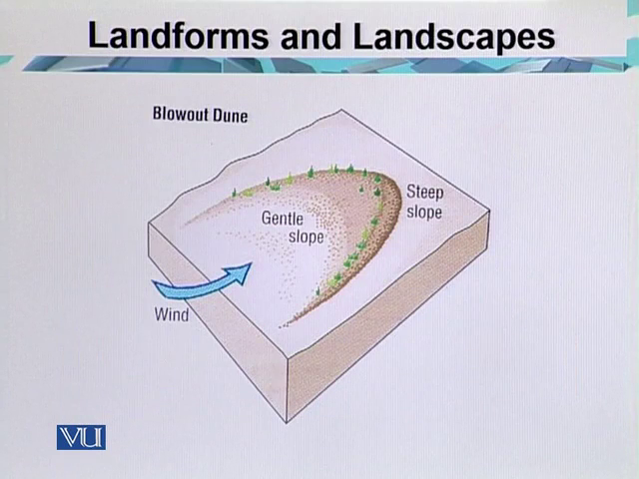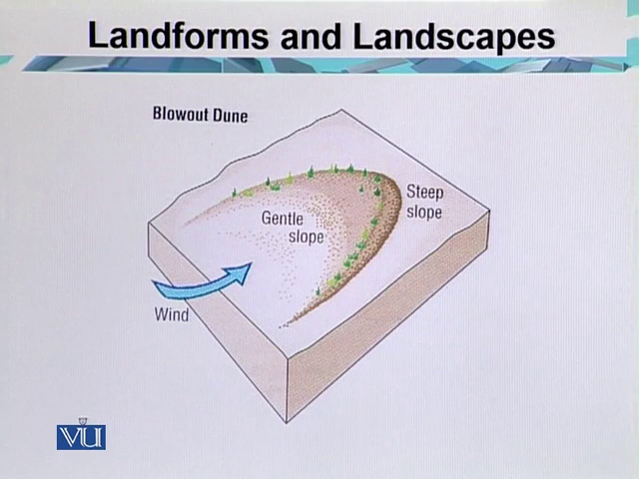Now this slide shows one of the features of wind action. This is called the blowout dunes, which are formed mostly in coastal environments as the wind blows dry sand inward beyond the beach. Blowouts provide an important habitat for flora and fauna. These are also called the parabolic dunes.